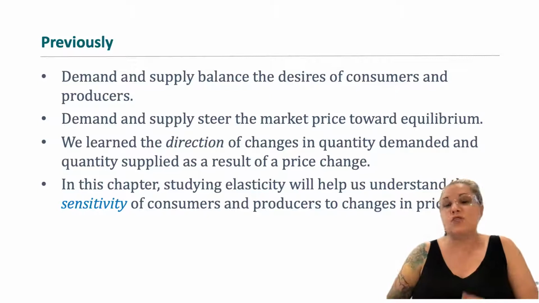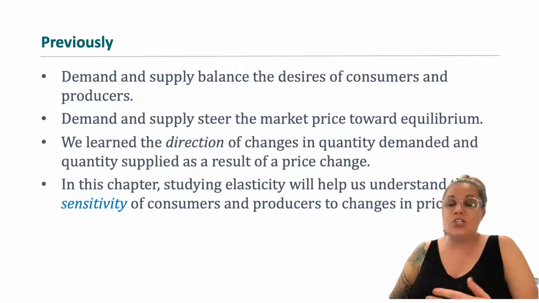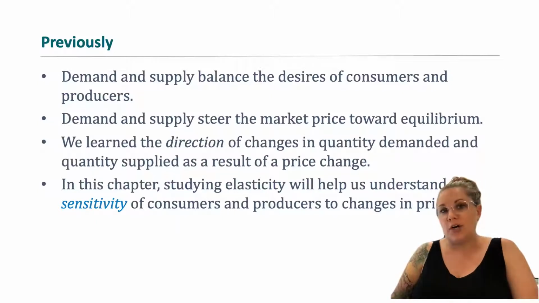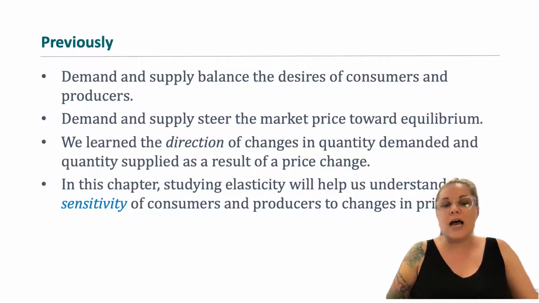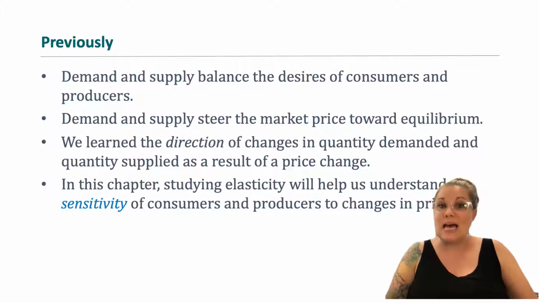We learned that the direction of these changes in quantity, or in other words, the direction of the slope of each curve, is related to the law of demand and the law of supply, which is really just a description of human behavior. We know that the law of demand tells us that prices and quantity demanded move in opposite directions. That is, when prices go up, we tend to demand less of that good. And when the price of a good goes down, we demand more of it.